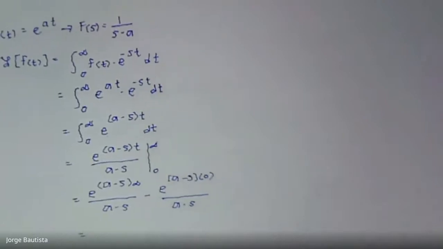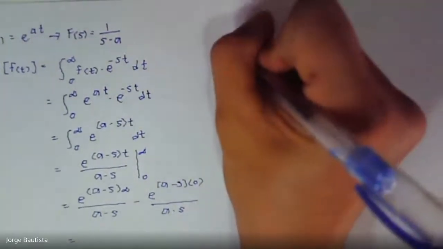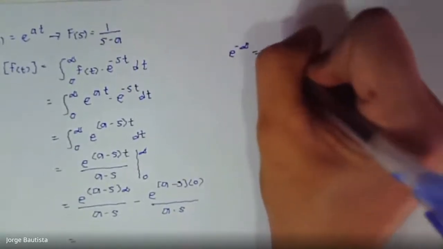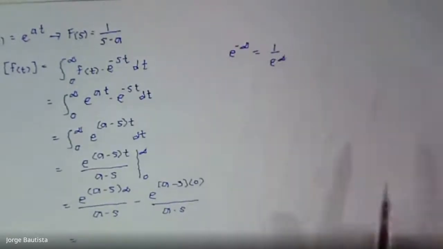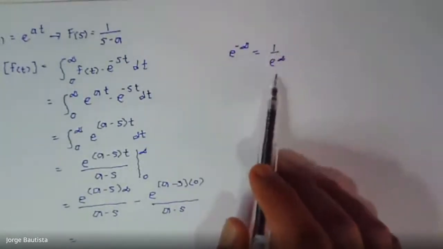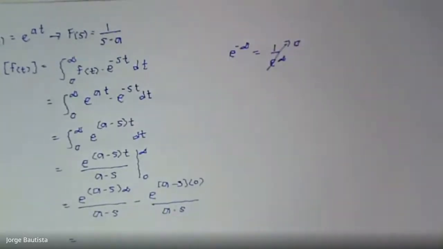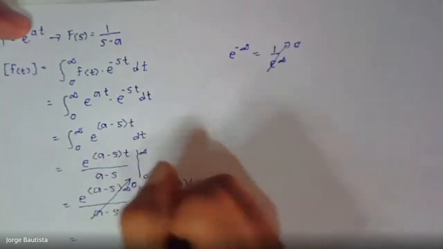Okay? So it is like this, for example, e raised to negative infinity. That is equal to 1 over e raised to infinity. So 1 over e raised to infinity will give you 0, because that is a very large number. So this one, you cancel it, it will become 0.